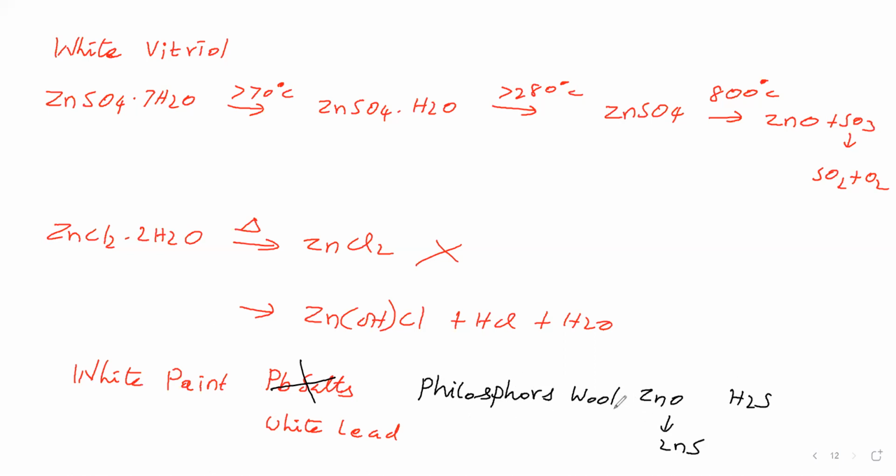What are the advantages? Due to the pollutant H2S, it does not become black. Another is that it is not poisonous. Therefore, zinc oxide is used in white paints instead of lead salts. Okay. Let us continue the rest in the next class.